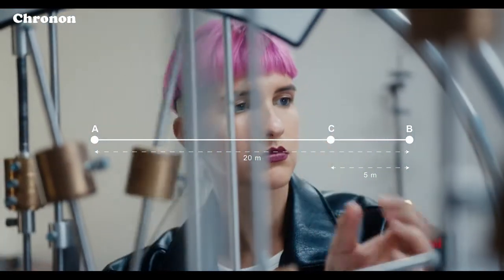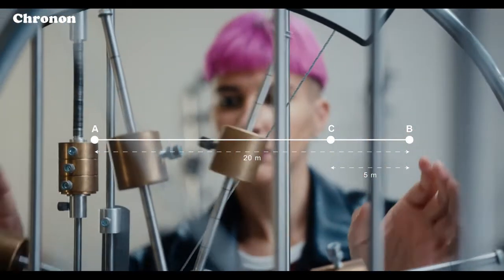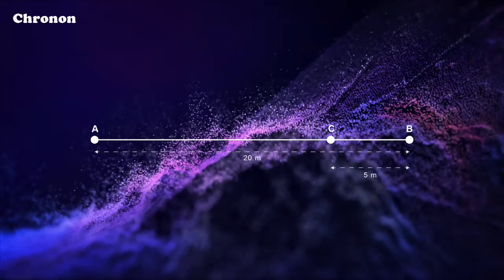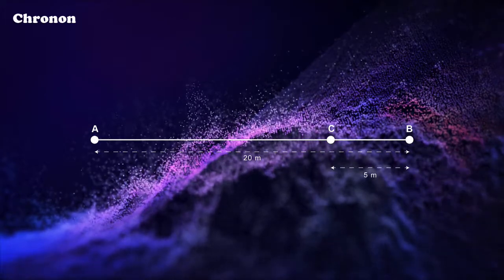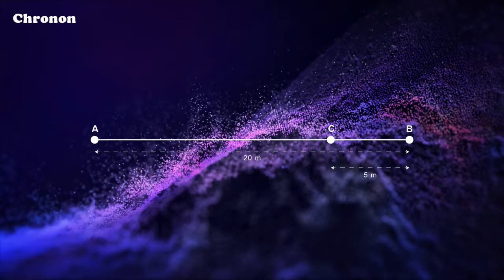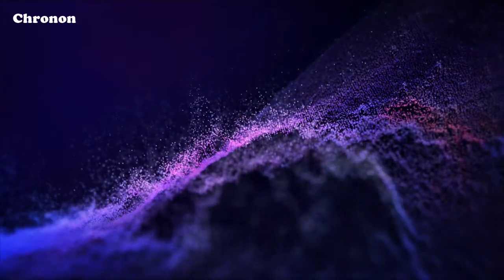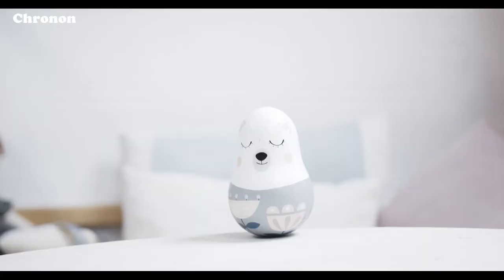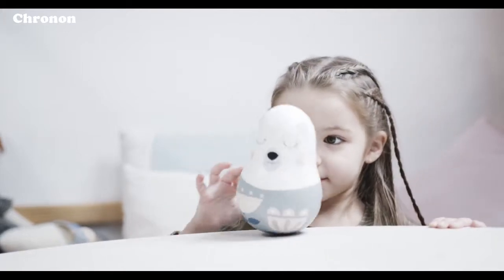Total displacement is the separation between initial and final point of the motion, which is the separation between point A and point C. This separation can be calculated as the separation between point A and point B minus the separation between point B and point C, which is equal to 15 meters. So this was the basic introduction of motion and linear motion. In our next episode, we will talk about how the motion is related to time.